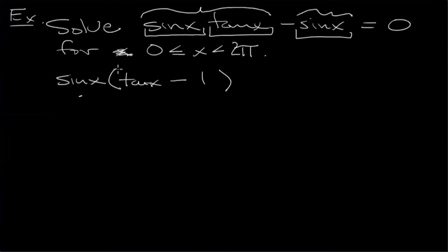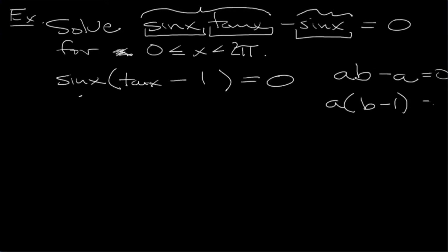And if it helps to understand what really happened here, think of sine of x as like a, and tangent of x is like b. Well, sine of x is a. This is really the equation you're solving. And if you were to solve this equation, factor out a, you'd have b minus 1 equals 0.